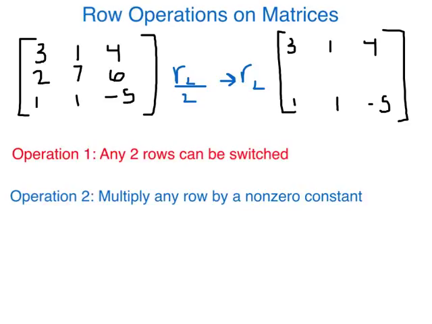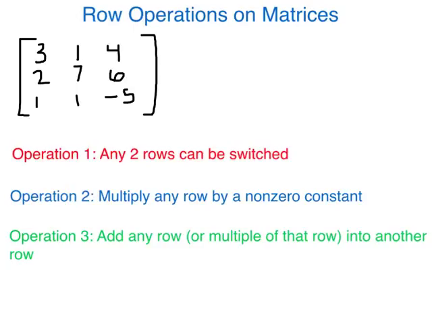I'm going to take row 2, and I'm going to divide everything by 2. 2 divided by 2 is 1. 7 divided by 2 is 7/2. 6 divided by 2 is 3. So we've taken that row and divided every entry in the row by 2.